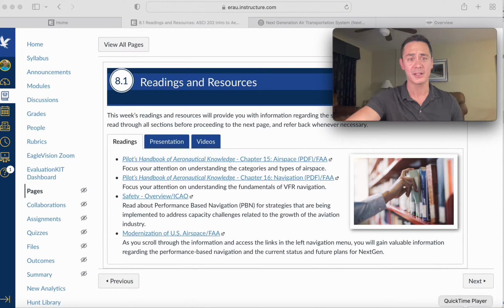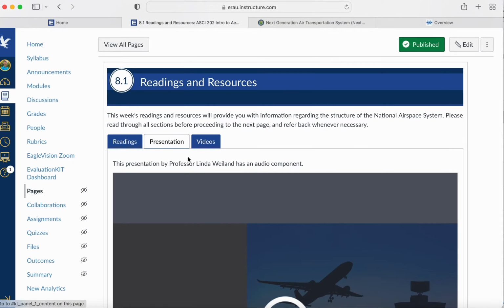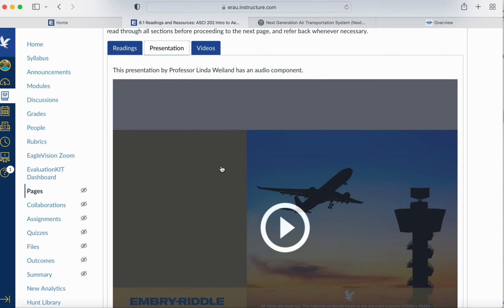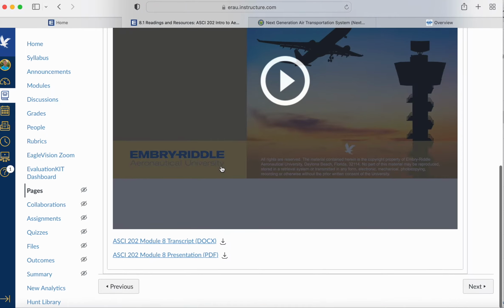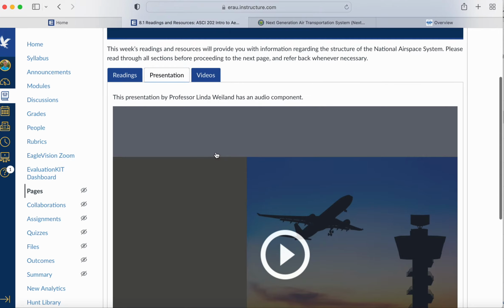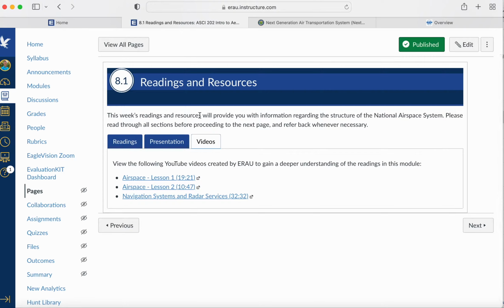So as you can see here, your readings and resources are going to be, again, from the Pilot's Handbook of Aeronautical Knowledge. Also, you're going to visit the ICAO website as well as the FAA website. There are also some presentations from Professor Linda Weiland. Make sure you watch that presentation on the next-gen airspace system, as well as the videos I put out by Embry-Riddle, including this very last one. I know it's a little lengthy, at a little over 30 minutes, but it's regarding the National Airspace System and navigation systems that are used in the National Airspace System.